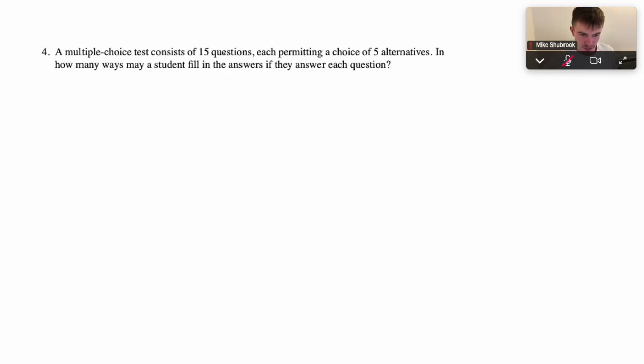A multiple choice test has 15 questions. Each has 5 alternatives. In how many ways may a student fill in the answers if they answer each question? So question 1 has 5 possibilities, question 2 has 5 possibilities, and so on, all the way down to question 15. They all have 5 possibilities. So we multiply 5 by itself 15 times, or the answer is 5 to the power of 15.